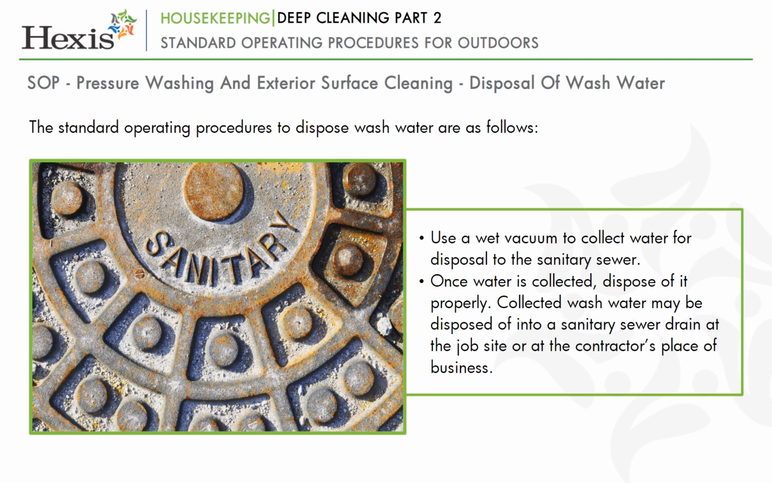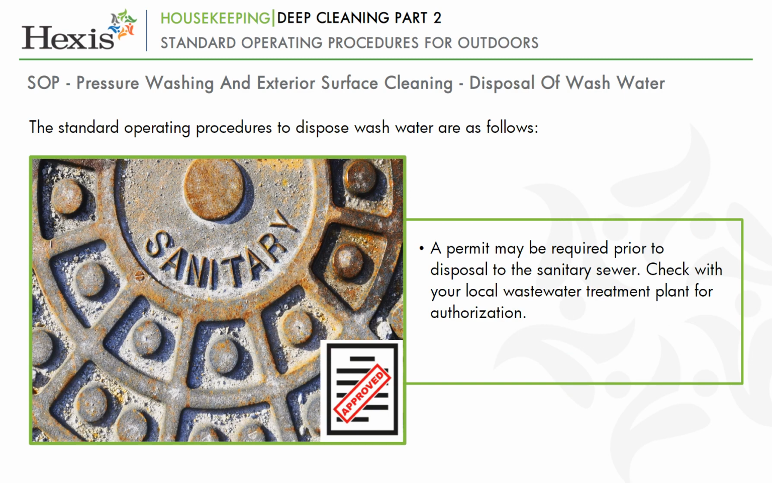Collected wash water may be disposed of into a sanitary sewer drain at the job site or at the contractor's place of business. First, ask for permission from the property owner and the local wastewater treatment plant. A permit may be required prior to disposal to the sanitary sewer. Check with your local wastewater treatment plant for authorization. Do not dispose wastewater to a septic or on-site wastewater system.